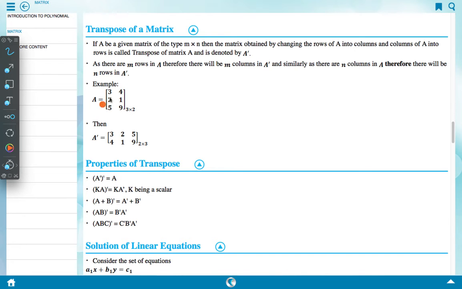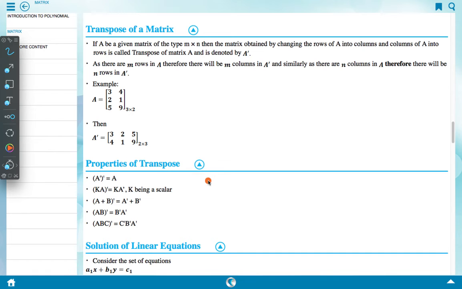Example: A equals [3 4 2; 1 5 9]. This is a 2 into 3 matrix, then A transpose equals [3 1; 4 5; 2 9]. Here the matrix of order 2 into 3 becomes 3 into 2 after transpose.